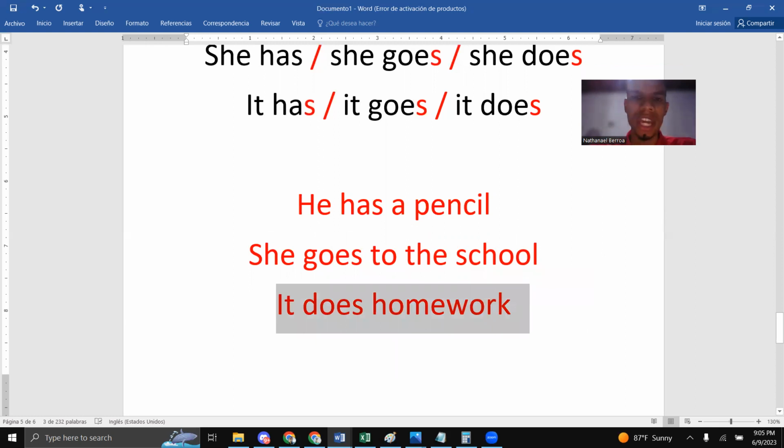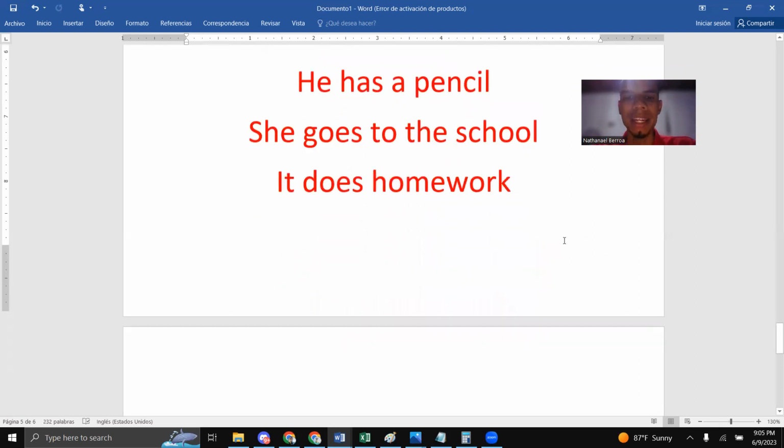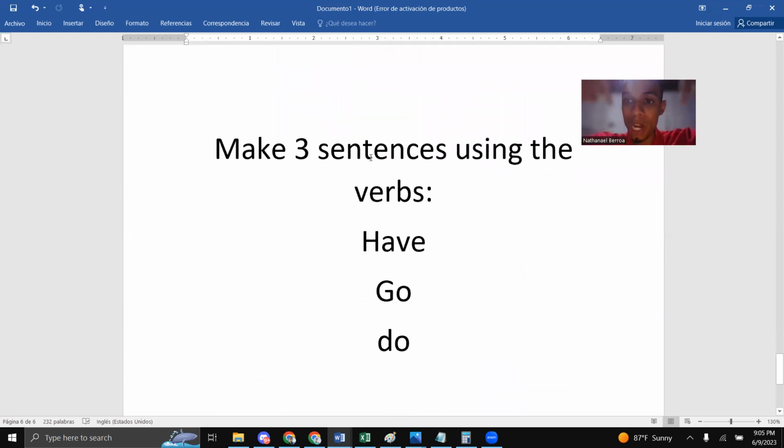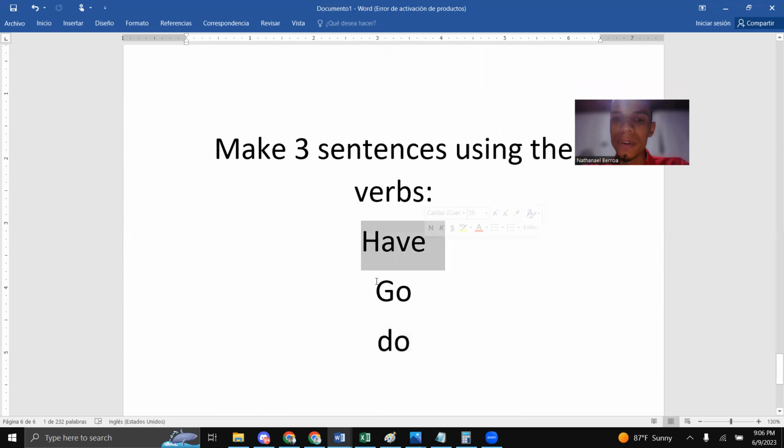Very good job. Okay, guys, now I need that you make three sentences down below in the comments using the verbs have, go, and do. Chicos, aquí debajo en los comentarios van a colocar 3 oraciones usando los verbos have, go, y do.